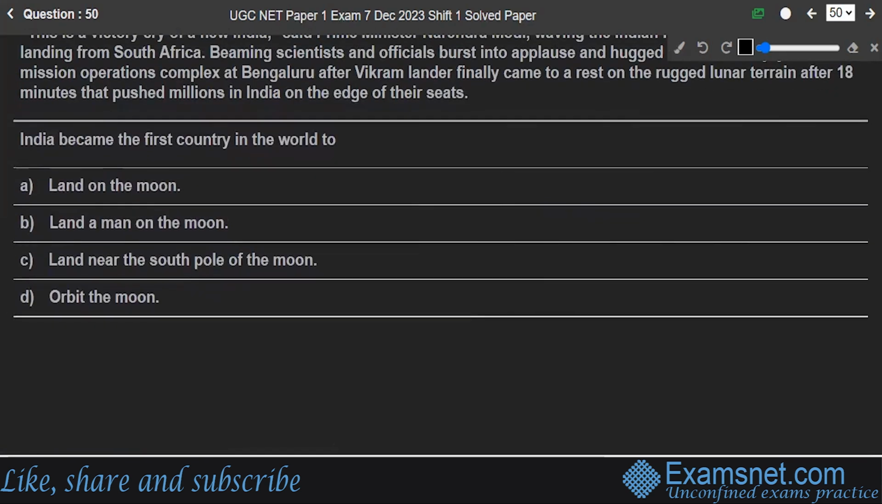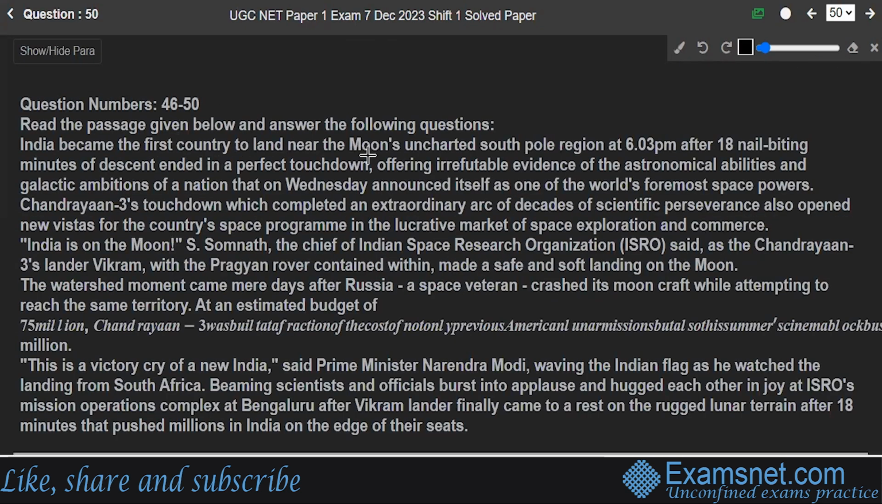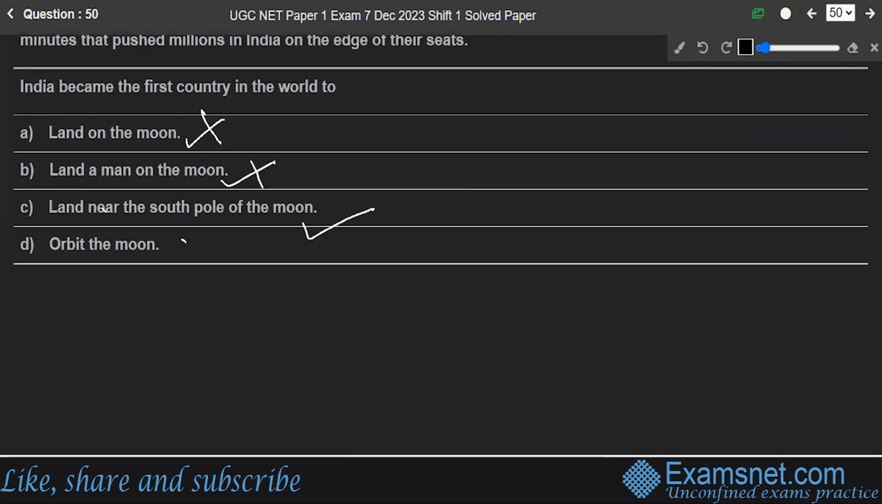India became the first country in the world to land on the moon. No, we were not the first ones to land on the moon. Land a man on the moon, not again. Land near the South Pole. Yes, we were the first one to land near the South Pole of the moon. This is surely the right one because we already know that India became the first country to land on the South Pole region of the moon. This is right. And orbit of the moon, no, we were not the first one. And this also, option C, is the right answer to the question.